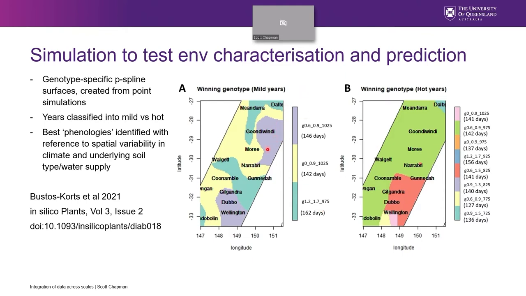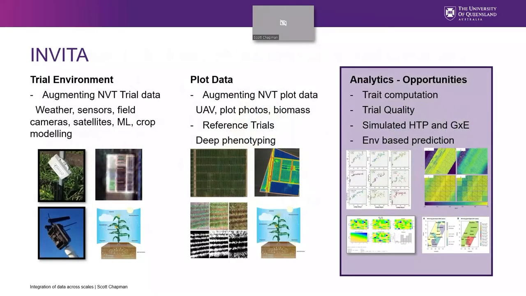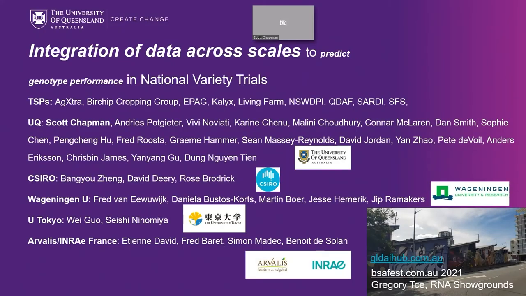So this starts to give us some kind of interpolation from points at which we've done simulations to other parts of the climate and soil dynamic that might help farmers make decisions about which genotype to grow where. And that's where we'd really like to get to. So that's all I was going to say about that.